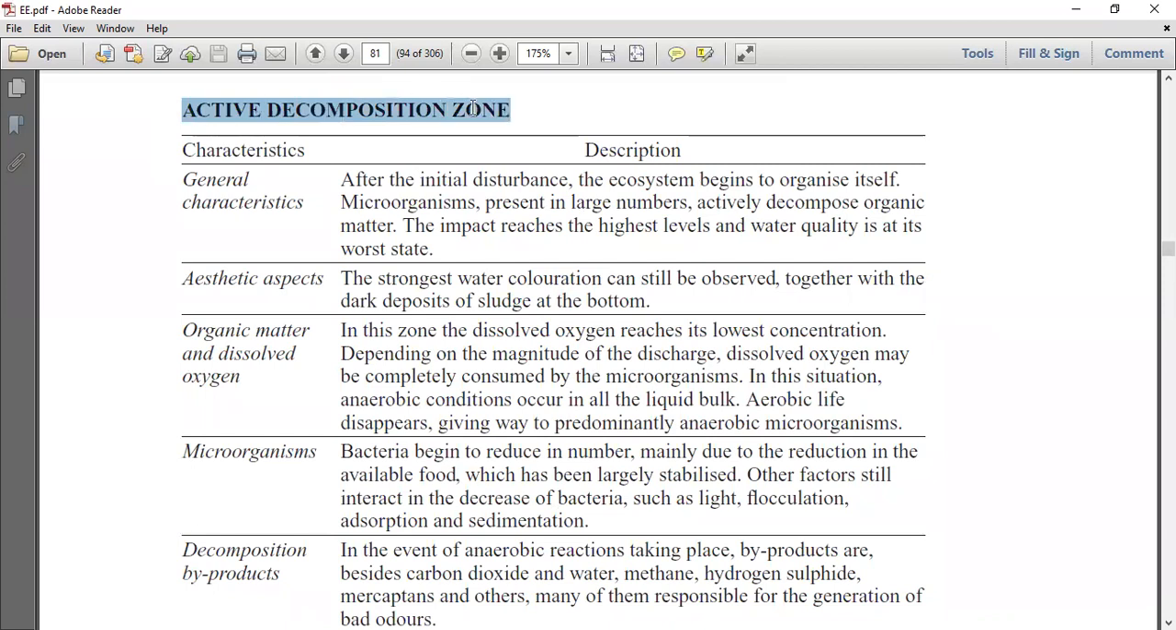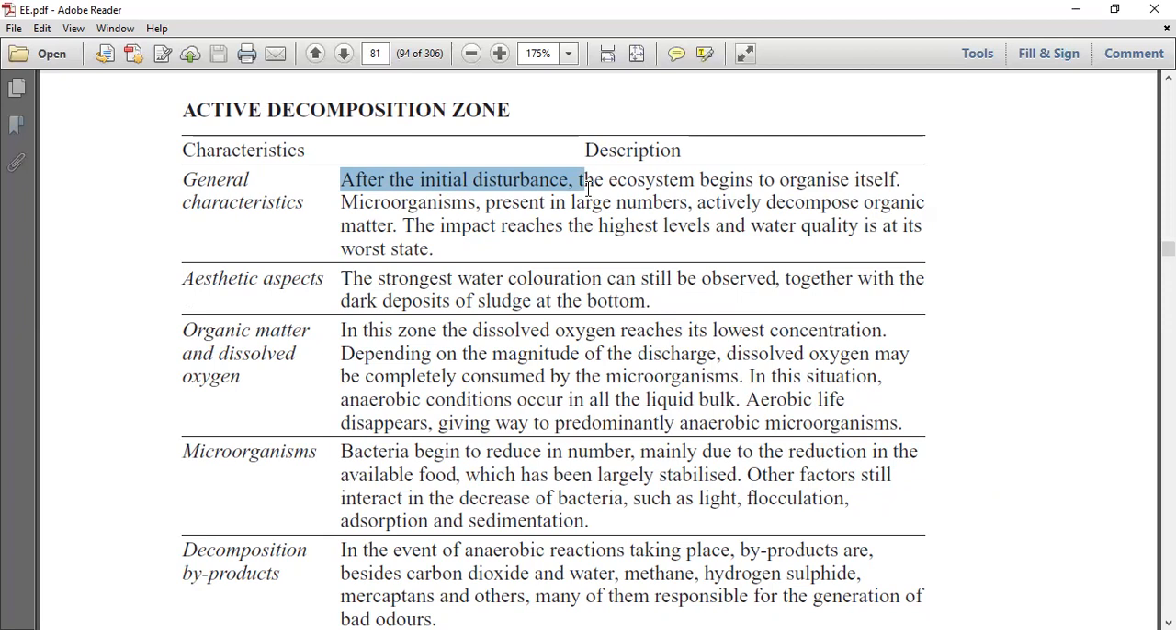So next is the active decomposition zone. The general characteristic: after the initial disturbance, the ecosystem begins to organize itself. Microorganisms present in large numbers actively decompose organic matter. The impact reaches its highest level and water quality is at its worst state. Aesthetic aspect: the strongest water coloration can still be observed, together with dark deposits of sludge at the bottom. Organic matter and dissolved oxygen.